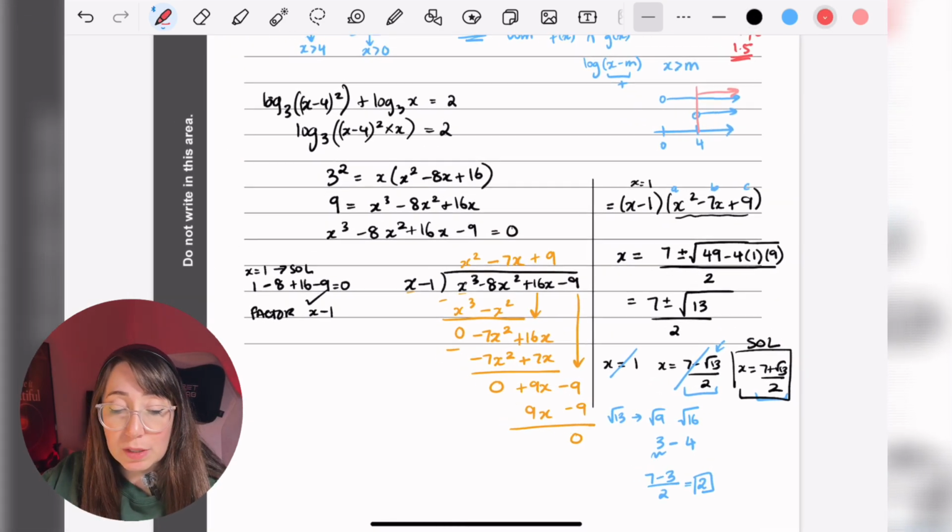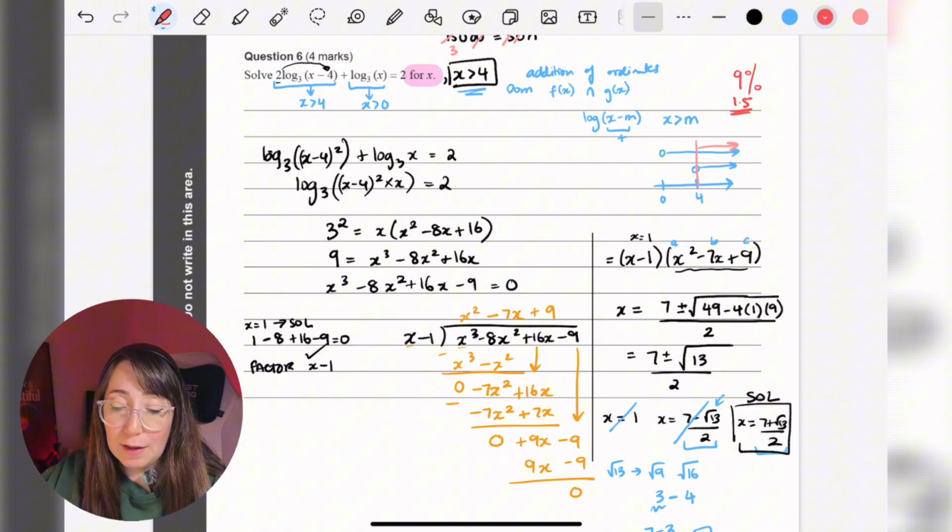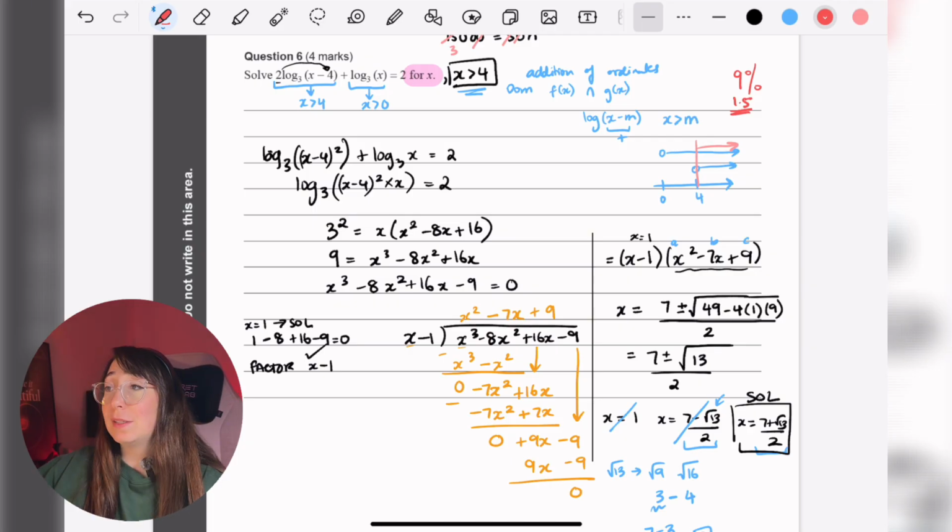All right, what a big question. Something that seemingly should be so easy, solving a bunch of logs. They've integrated a whole bunch of things, including long division, again from your year 11. That is going to be quite tricky. So what do the examiners have to say to this?